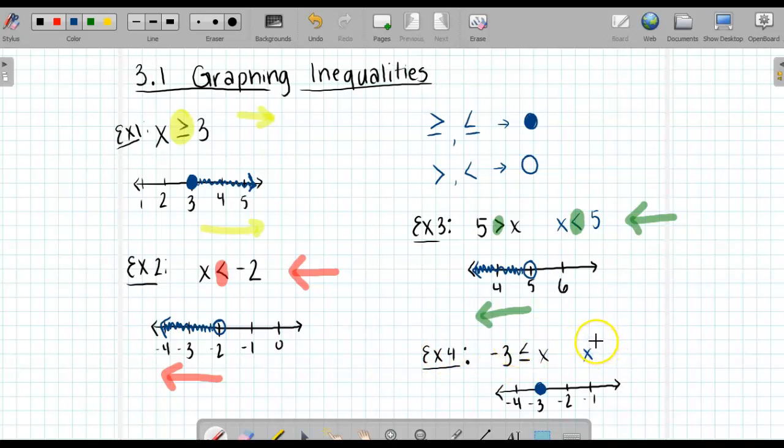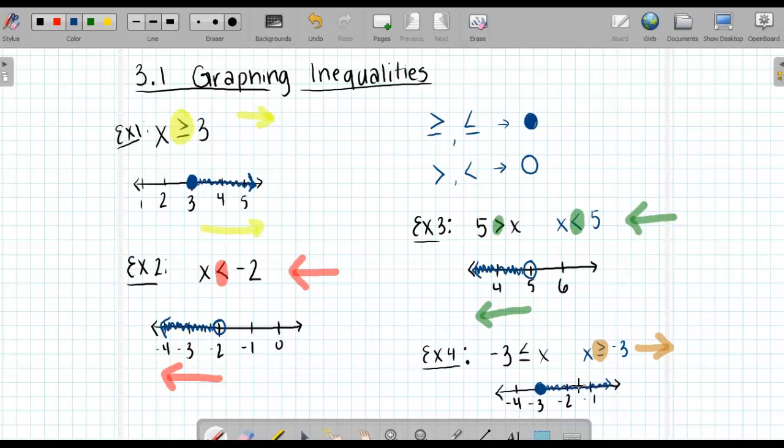X is greater than or equal to -3. Notice whenever I change the sides of this inequality, I have to change the sign. So it goes from a less than to a greater than sign. So now, when I look at this sign right here, it looks like a greater than sign, which looks like an arrow pointing this way. So whenever I shade the graph, I'm going to shade to the right here.